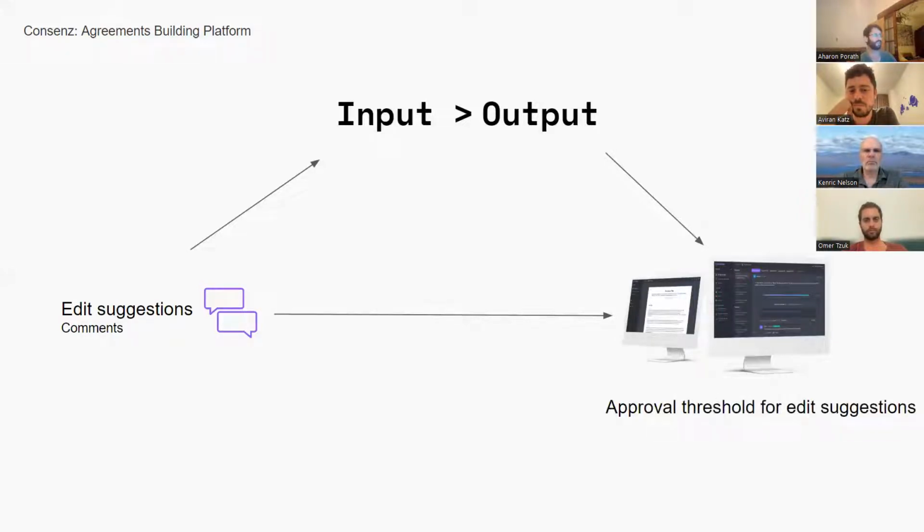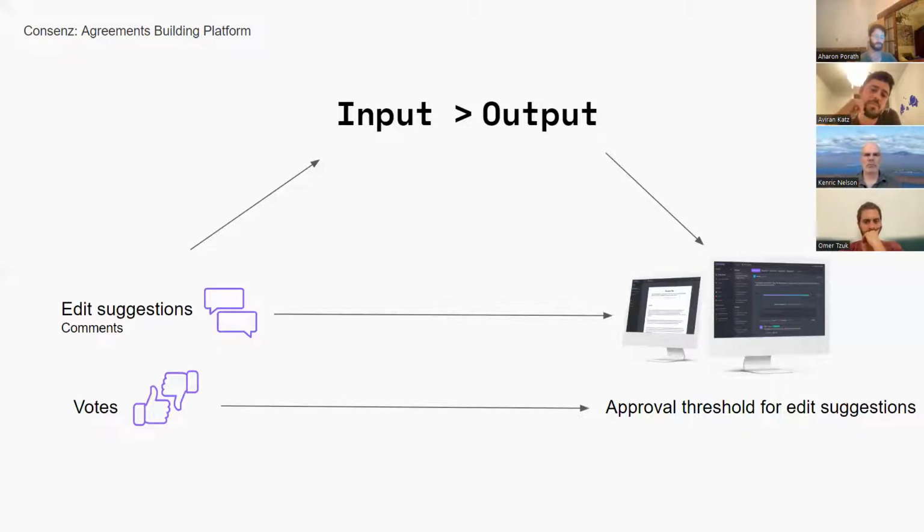To set the rules of which edit suggestion is accepted, approved, and becomes part of the document that's being built by the community, we need to set an approval threshold for edit suggestions to decide which edit is approved and which is not. And for that, we can use the voting mechanism. By that, we can combine the discussions, which are open, creative, and invite many people to share their ideas and thinking, with the voting that can be scalable and can be used by large numbers of participants.